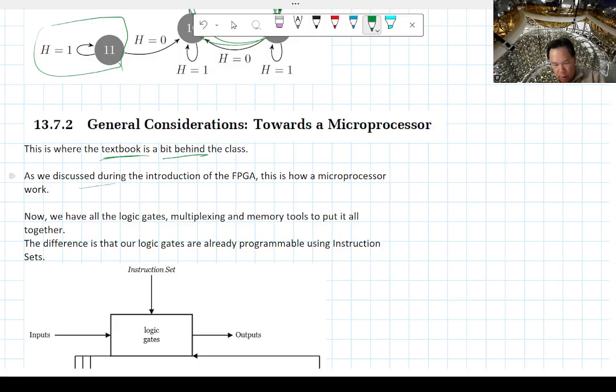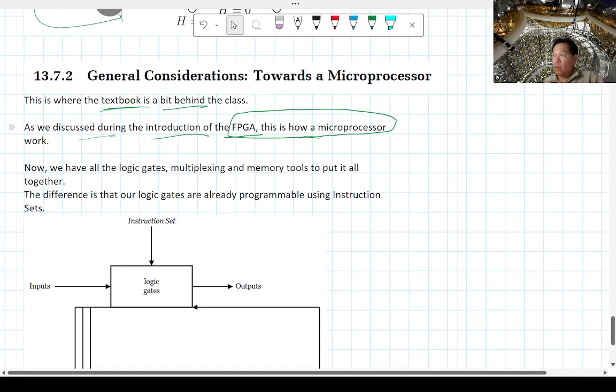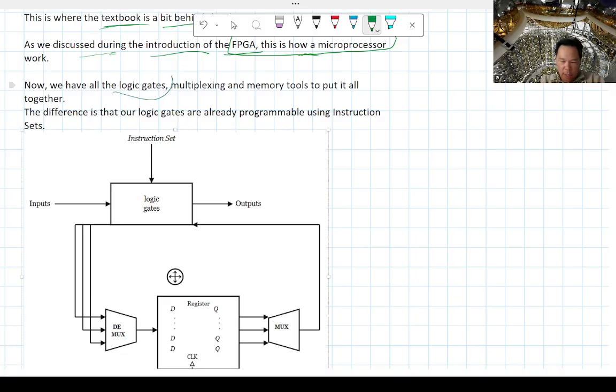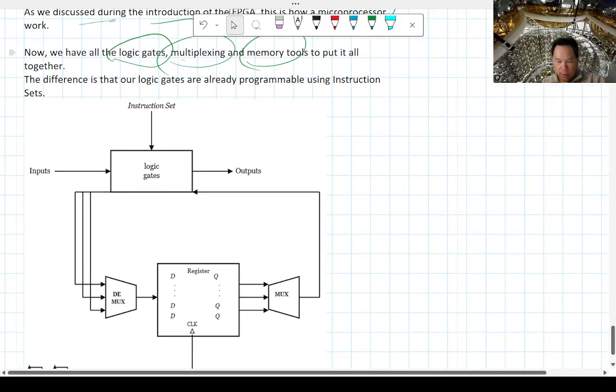But as we discussed through the introduction to FPGA, this is basically an FPGA and a microprocessor. That's how it works. You can program your FPGA into a microprocessor, as we will see in lab 13, which is the last lab. So now we have all these logic gates. We can do multiplexing. We have memories. All these tools combine together to make computation possible.